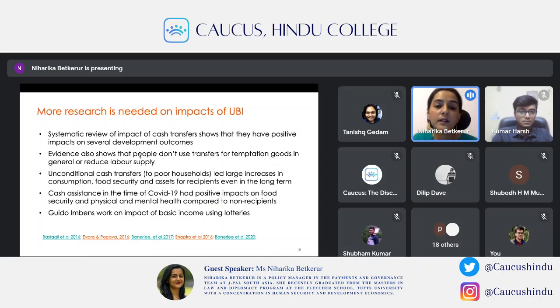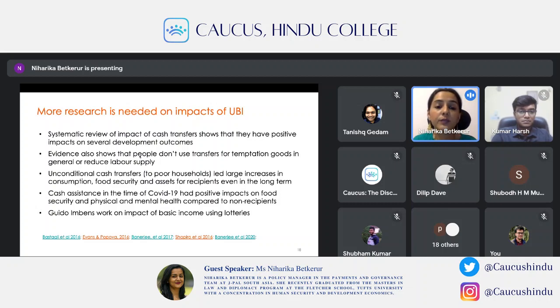And then there's also this question of whether providing this kind of cash assistance can help people weather shocks like COVID-19. We have seen from one study conducted in Kenya that it did have positive impacts on food security. So people did not go hungry. Their physical and mental health was better compared to non-recipients.